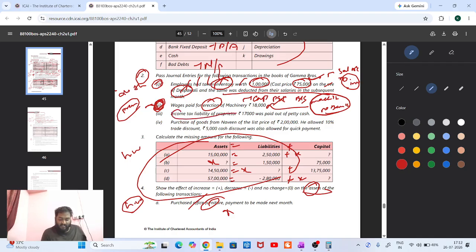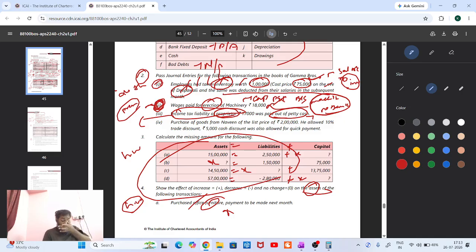Income tax liability of proprietor, drawings. Yes, drawings is paid out of petty cash. Petty cash is an asset. To reduce the value of an asset, which is a debit balance, we credit it. So drawings to petty cash. Sorry, since it is a proprietor, it is drawings.